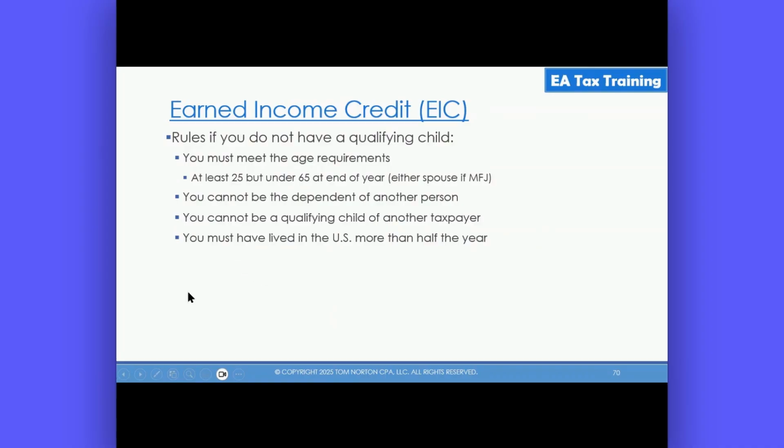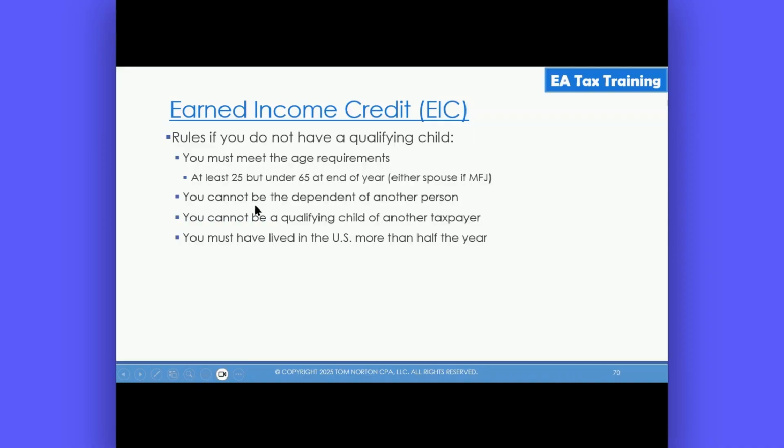Now we're going to talk about the rules if you do not have a qualifying child. So again, you have to meet all the rules that apply to everyone. And in addition to that, if you do not have a qualifying child, then you have to meet these age requirements. Remember, there's no age requirement if you have a qualifying child. But if you don't have a qualifying child, you have to be at least 25, but under age 65 at the end of the year. And if you are married filing jointly, either spouse can qualify, but you have to be at least 25, but under 65. You will want to remember that for the exam.